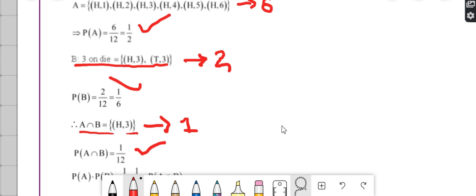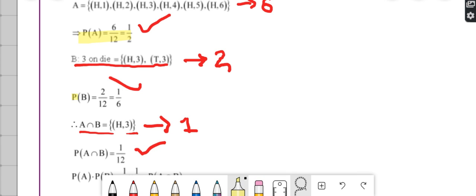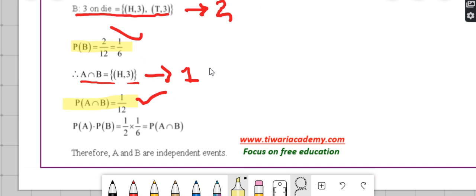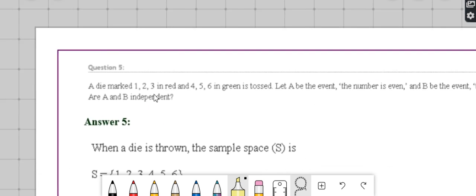Now let me check whether P of A into P of B is equal to P of A intersection B or not. And fortunately, once again we are getting it, so we can say A and B are independent events. You can see this question is also based on independent events. Very easily you can calculate, no confusion at all.